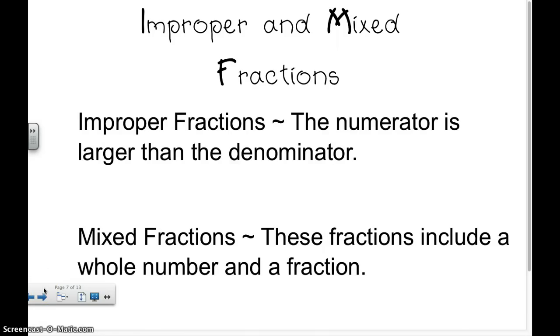Let's talk about improper and mixed fractions. An improper fraction means that the numerator is larger than the denominator. So if I had something like this, that is not a proper fraction. That is an improper fraction because 10/5, how is that even possible? My numerator is larger than my denominator. A mixed fraction means that they include a whole number and a fraction. So let's say I had 2 and 1/5. That means I have a whole number and then a part of a whole. If you have an improper fraction with a numerator larger than a denominator, that means there's a whole number in there somewhere.